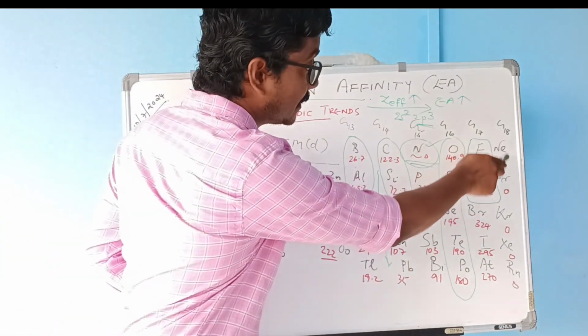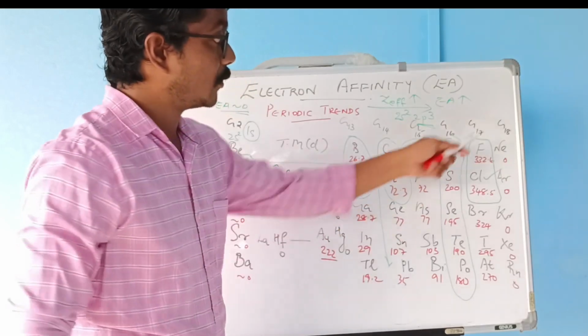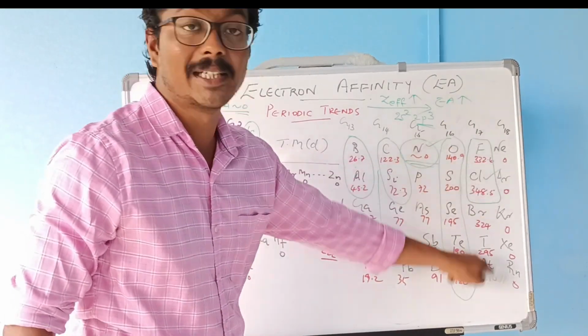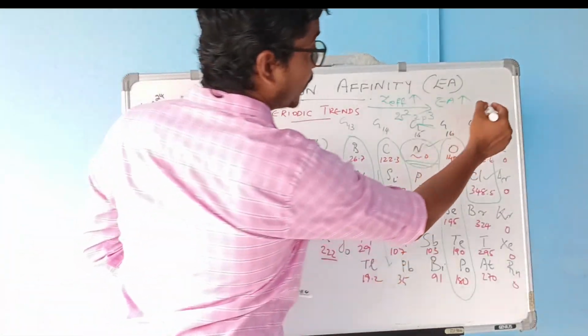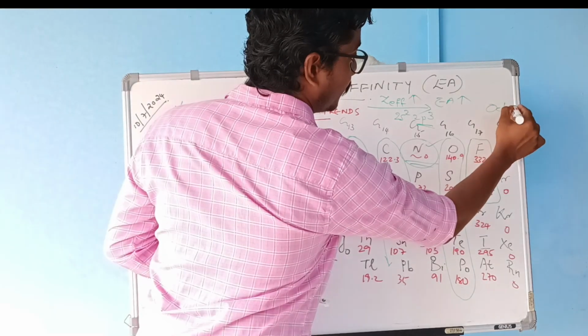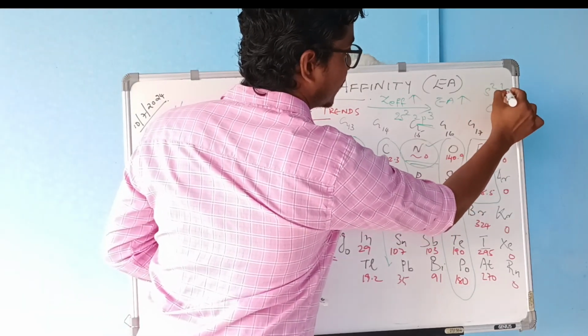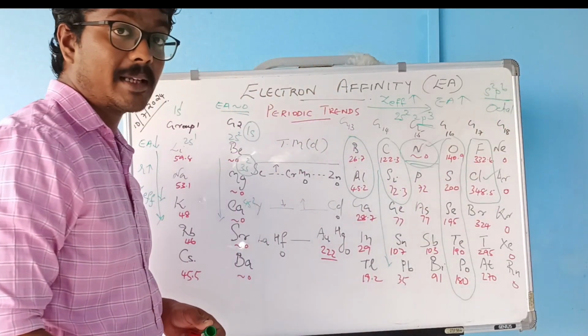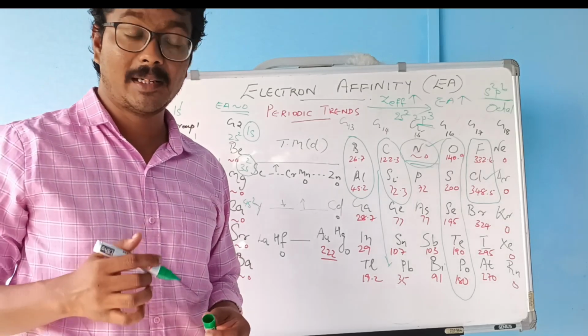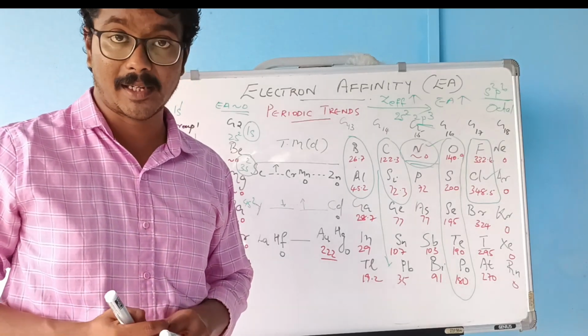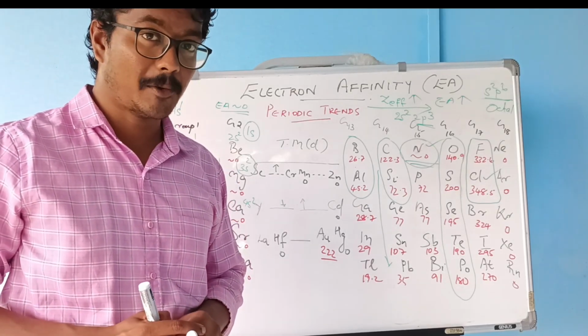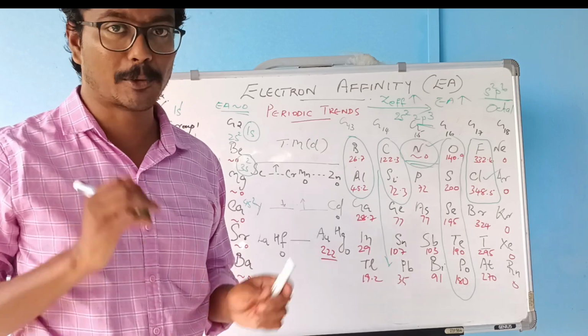See the noble gases, group 18, almost zero. Do you know the reason? Because of the octet, s2p6 configuration. Noble gases have a completely filled electronic configuration. As a result, the electron affinity of noble gases is zero.